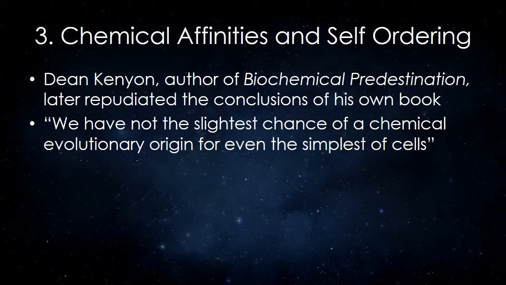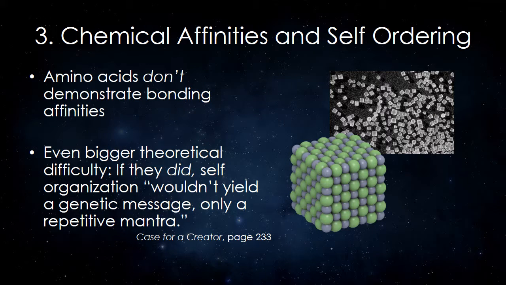A third idea that scientists have explored is some form of self-organization. Dean Kenyon, one of the first scientists to suggest that amino acids and nucleotide bases had some sort of self-ordering ability, later repudiated the conclusions of his own book, saying, "We have not the slightest chance of a chemical evolutionary origin for even the simplest of cells." Amino acids don't demonstrate any bonding affinities, but even if they did, self-organization wouldn't yield meaningful information, just the meaningless repetition of a salt crystal.